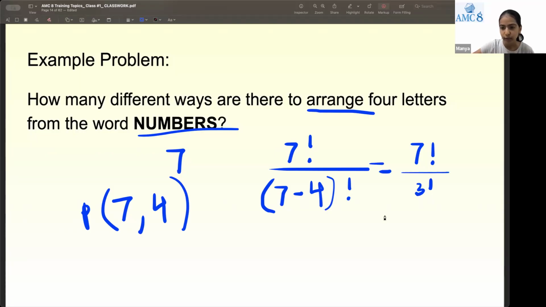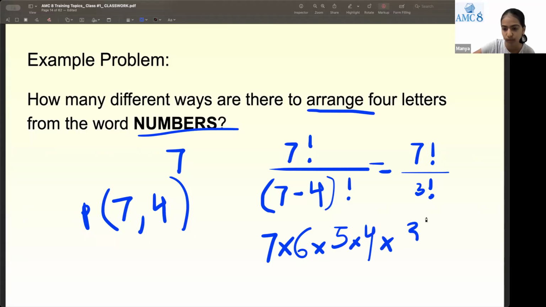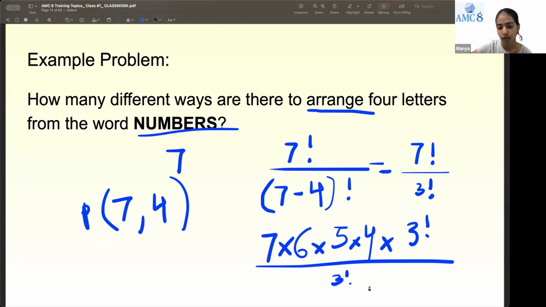And that would be equal to 7 factorial divided by 3 factorial. Another way to write 7 factorial is 7 times 6 times 5 times 4 times 3 factorial. And we can just write 3 factorial on the bottom, because we know that division and multiplication cancel out with each other. So the 3 factorial and the 3 factorial cancel out, and we are left with 7 times 6 times 5 times 4.